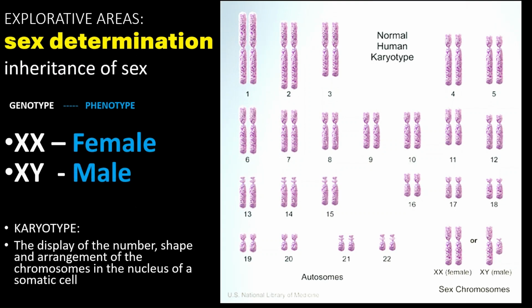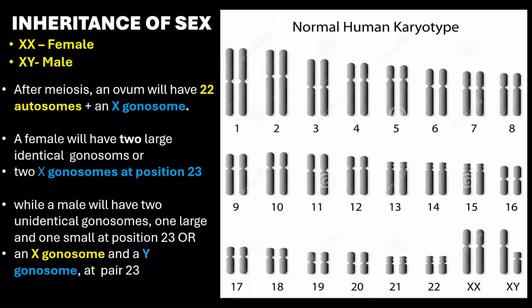So the chromosomes from 1 to 22, which are identical and hence homologous, are called autosomes. The chromosomes at position 23, which are sometimes identical, as in female, and sometimes unidentical, like the case of male, are called sex chromosomes. And sex chromosomes are also called gonosomes.